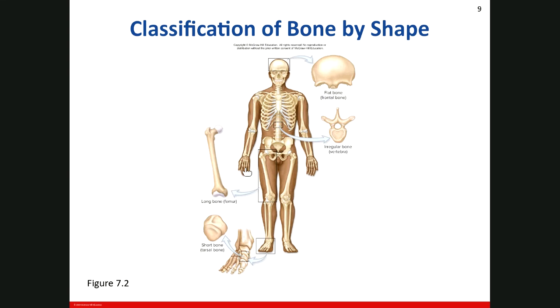The other type of bone is called short bone. The short bones have a length nearly equal to their width. Examples of short bones include the carpal bones, or the bones which make our wrist, and the tarsal bones, which make our ankle.